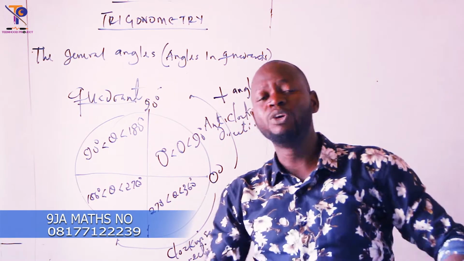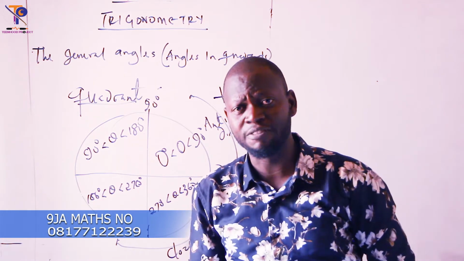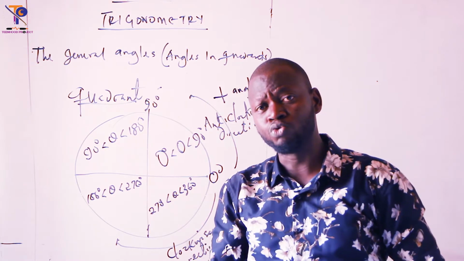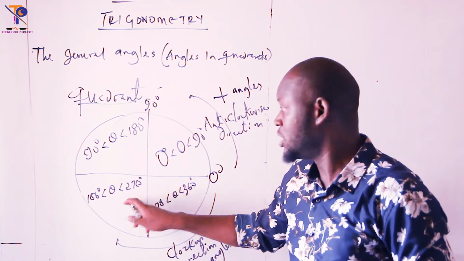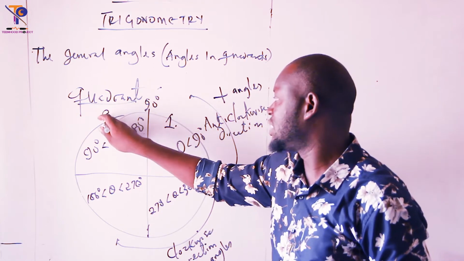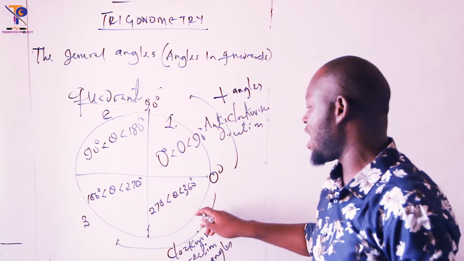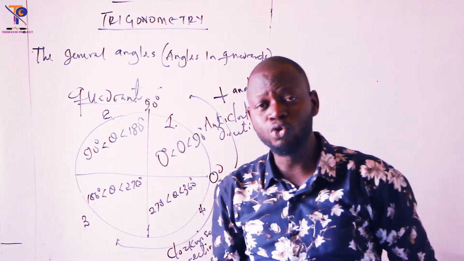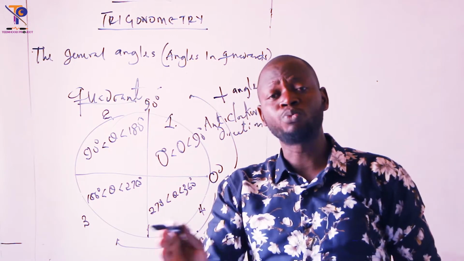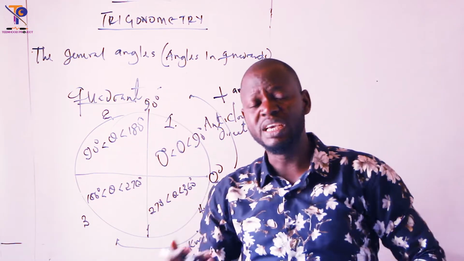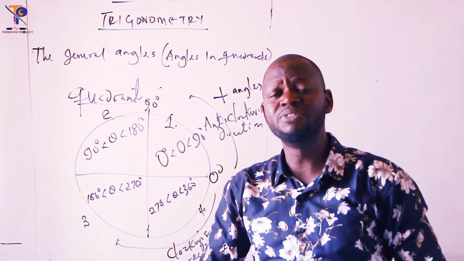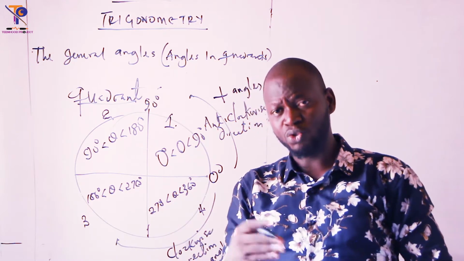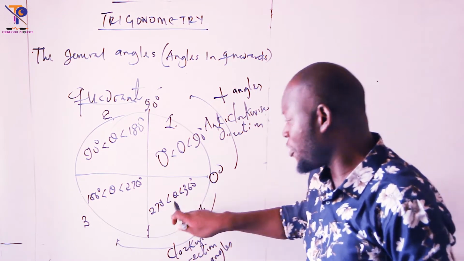So if I ask you about angle 220, for instance, you should be able to tell me that 220 is more than 180 and not up to 270. So you know it's in the third quadrant here. So I have the first quadrant, the second quadrant, the third quadrant, and the fourth quadrant. If I say angle 110, you know 110 is more than 90 and not up to 180, you will definitely tell me it is in the second quadrant. If I say angle 350, you know 350 is not up to 360 degrees and it is more than 270, definitely it is in the fourth quadrant.